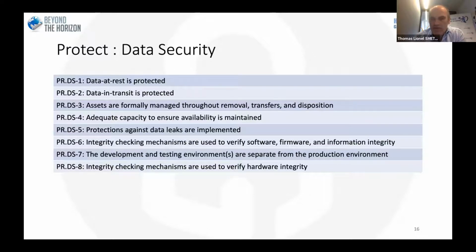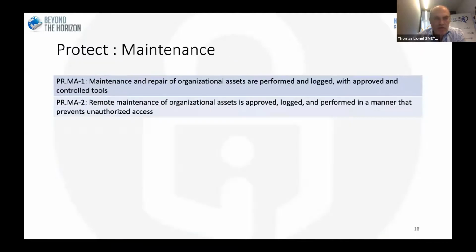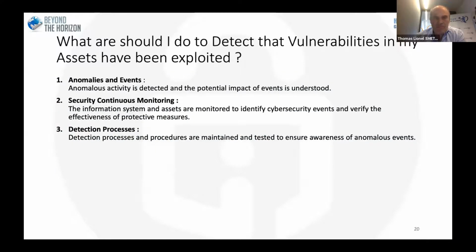The water does not flow over a bridge. The water does not flow over a wall. The water just takes the easy path. Now, why would threat actors take the complex path to get to you? Okay, so we go over those.